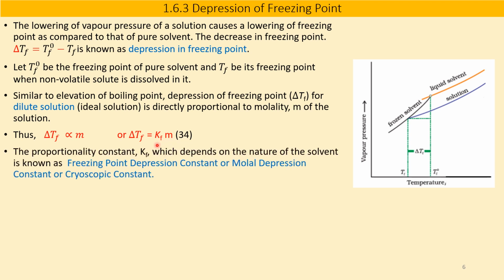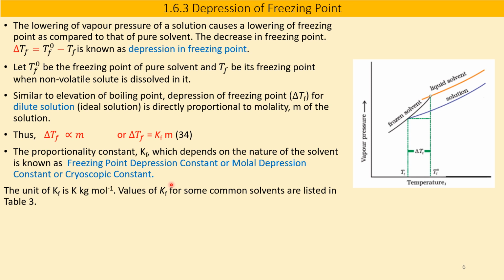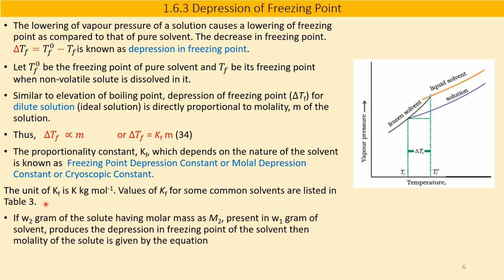Here, the proportionality constant Kf, which depends on the nature of the solvent, is known as the freezing point depression constant or molal depression constant or cryoscopic constant. The unit of Kf is Kelvin kg per mole. Values of Kf for some common solvents are listed in the table given in the next slide.